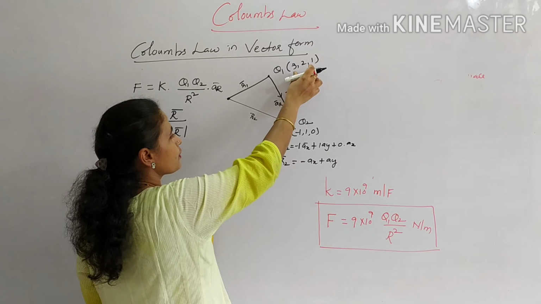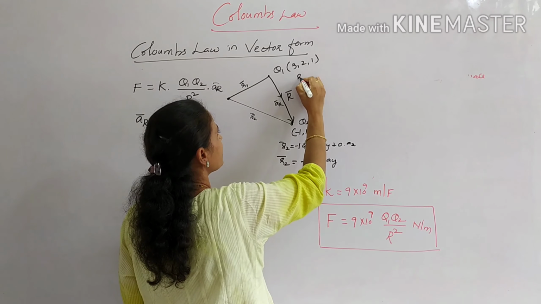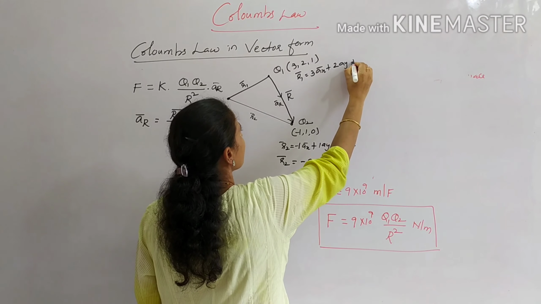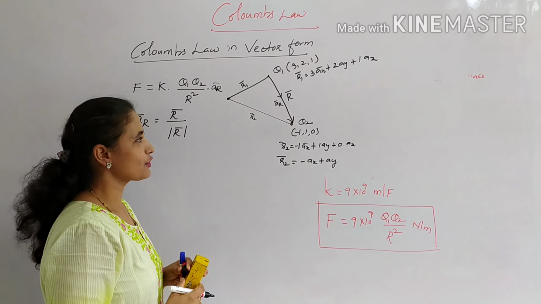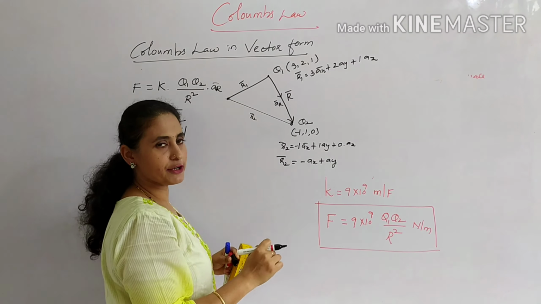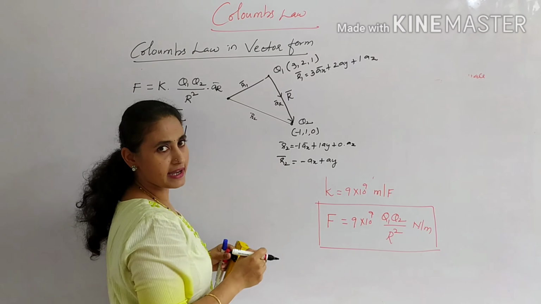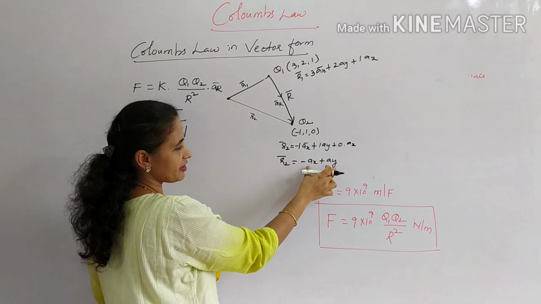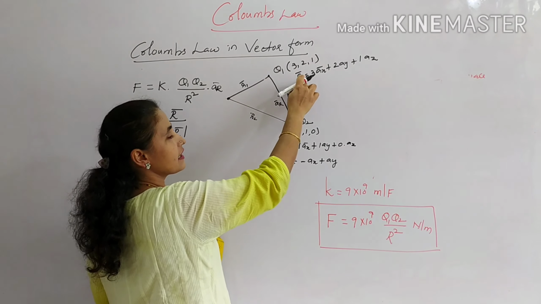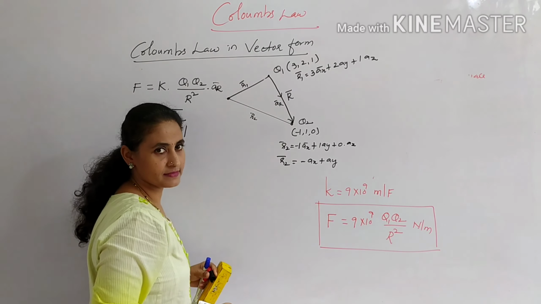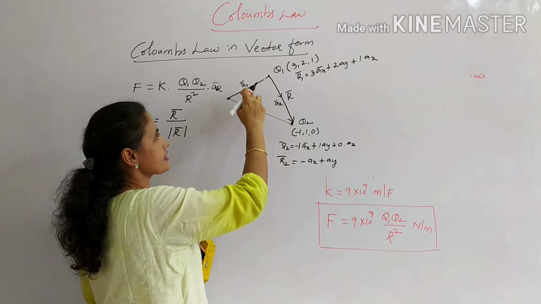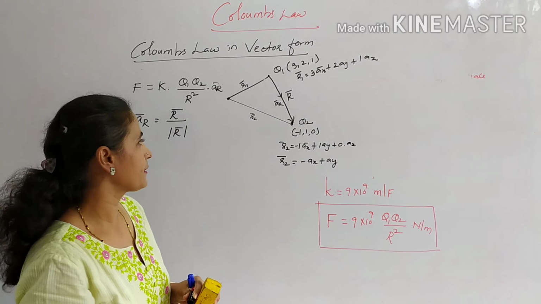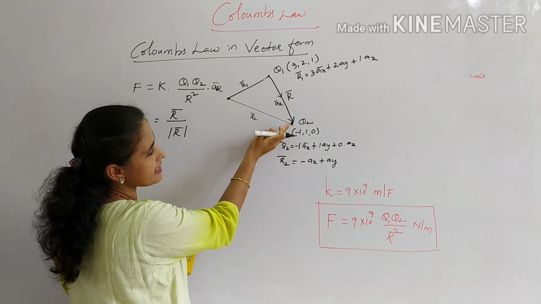In the same way, r1 bar is given by 3ax plus 2ay plus 1 az. If you want to find the distance between these two, what do we do? We take r2 minus r1. r2 is a distance vector from the origin, and r1 is also a distance vector from the origin. In general we can call them position vectors. So r1 and r2 are the position vectors and r bar is the distance vector. Now let us write r bar. What is r bar?